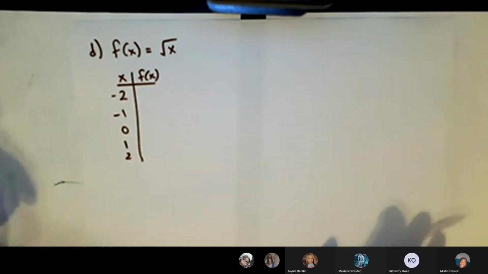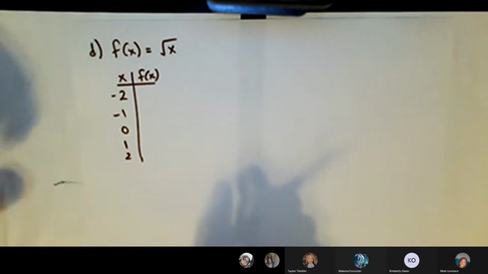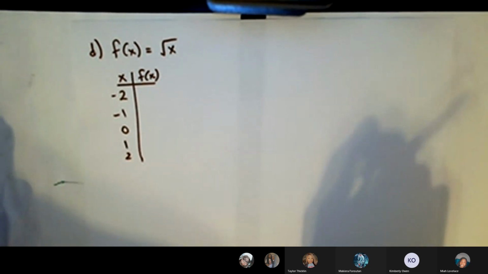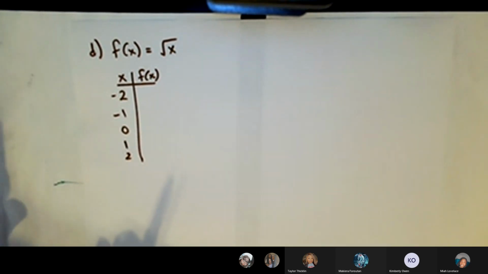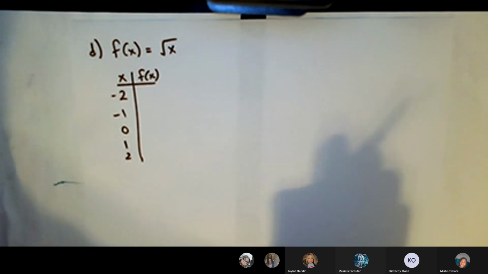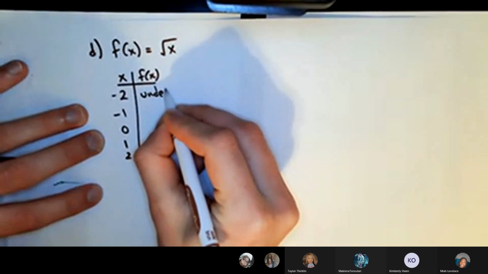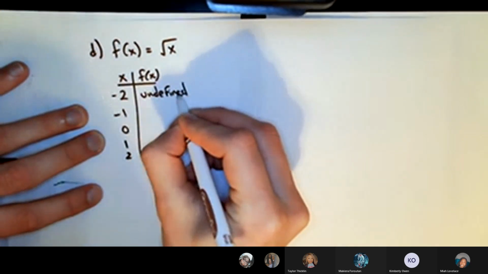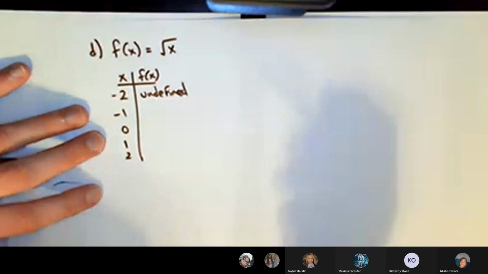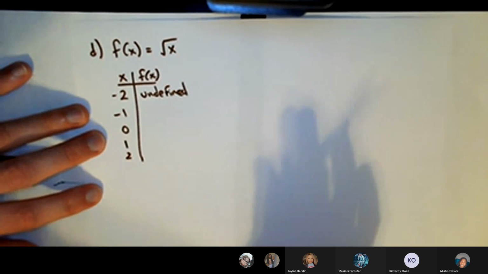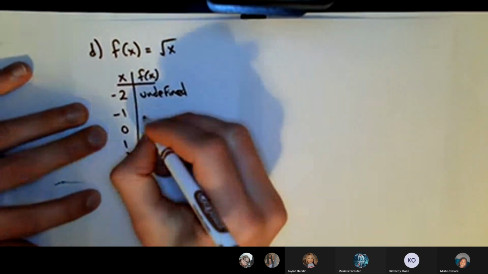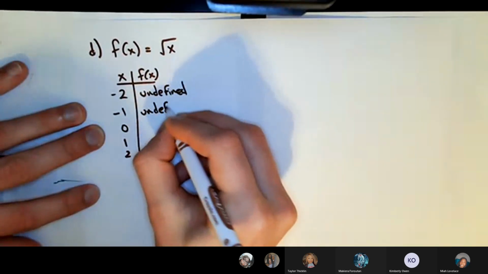What's the square root of -2? Well, that's getting into complex numbers, which we've studied, but we're not graphing complex valued functions, even though that would be a lot of fun. We're graphing real valued functions, so that means undefined. For our functions, you cannot plug negative values into a square root, or any even root for that matter. -1, similarly, undefined.